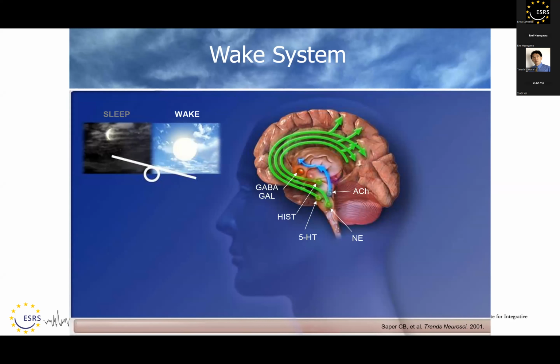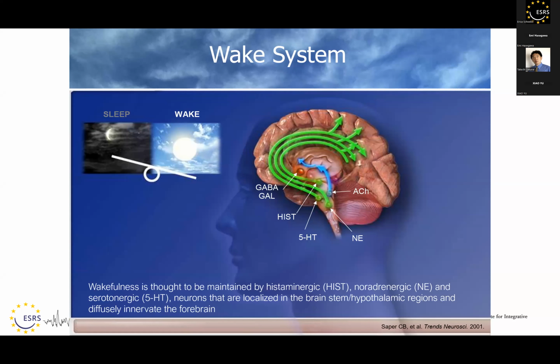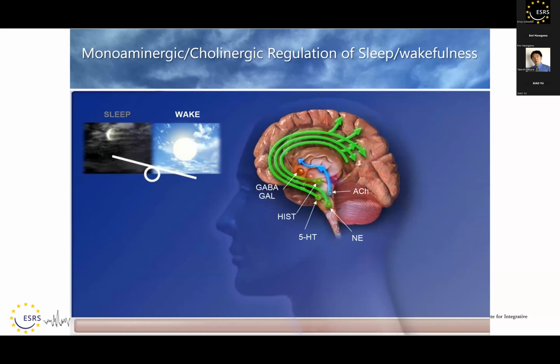So it is widely accepted that monoaminergic neurons play a pivotal role in regulating wakefulness. Specifically, 5-HT neurons, serotonergic cells, noradrenergic cells, and histaminergic cells are localized in the brainstem and hypothalamic regions and diffusely innervate the whole brain. And these cells fire at a rapid rate during wakefulness, slow down during non-REM sleep, and almost cease firing during REM sleep. So wakefulness is thought to be maintained by these monoaminergic systems. And orexin neurons are known to send excitatory innervation to these monoaminergic cells.